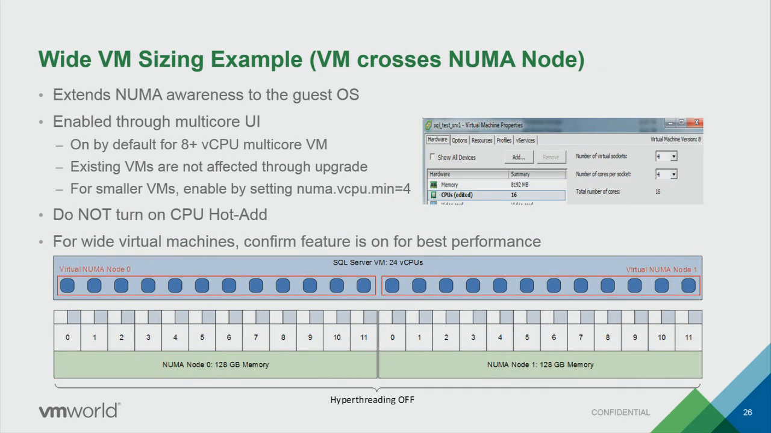Now, a wide VM is one that spans multiple NUMA nodes or sockets. So here we've got a 24 vCPU SQL Server. We've turned hyperthreading off just for simplicity. It's using 12 cores on one node, 12 cores on the other, and we've turned on vNUMA. What vNUMA does is extend NUMA awareness to the guest OS and SQL Server. vNUMA is not compatible with hot add. You can't use the two features together.